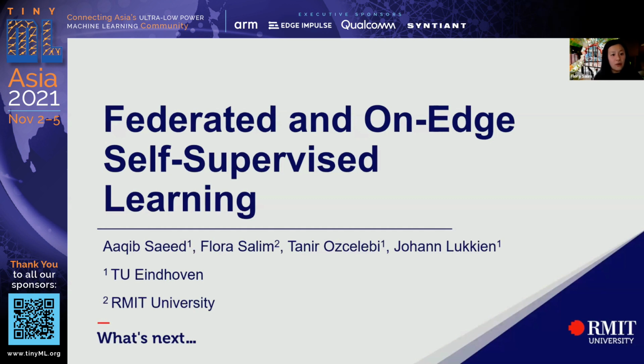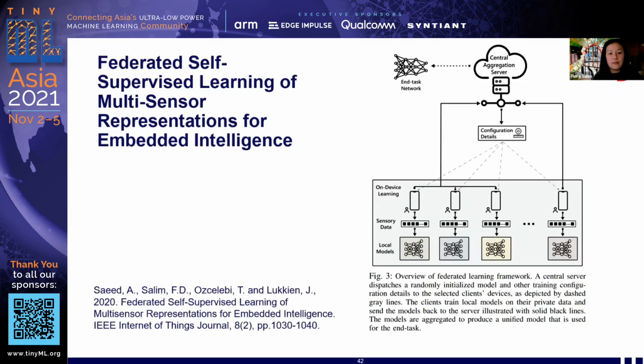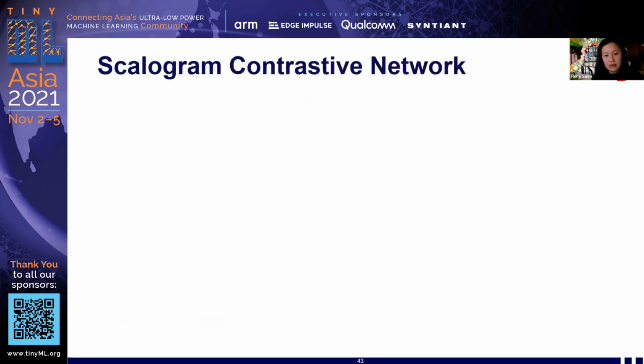So this is a work done by Akib Said from TU Eindhoven. In this work, we basically look at the whole paradigm of, again, contrastive learning, but doing it as a local model. And then how do we then actually have it shared in a federated manner? Now, let's take a look at the step-by-step.